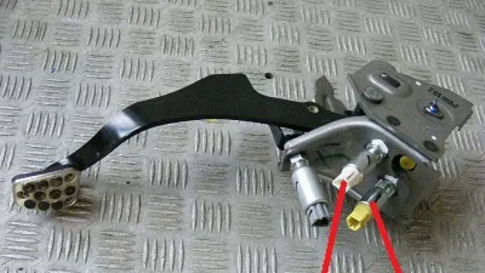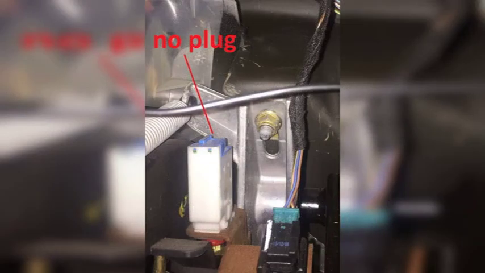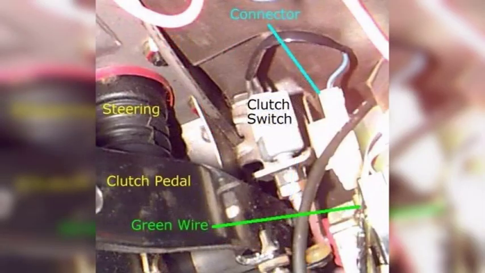Several things can cause the P0830 code to be set. These include a faulty clutch pedal switch, a damaged wire in the clutch pedal switch circuit, a loose connection in the clutch pedal switch circuit, or a problem with the TCM. The symptoms of the P0830 code can vary depending on the underlying cause. However, some common symptoms include difficulty shifting gears, the transmission slipping, the engine stalling, and the check engine light coming on.